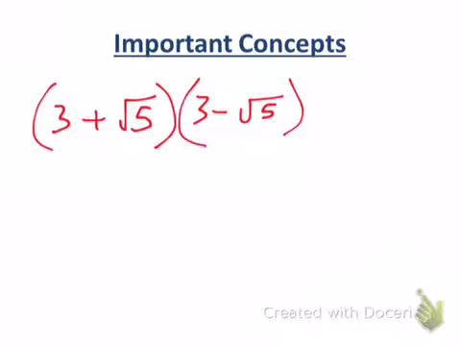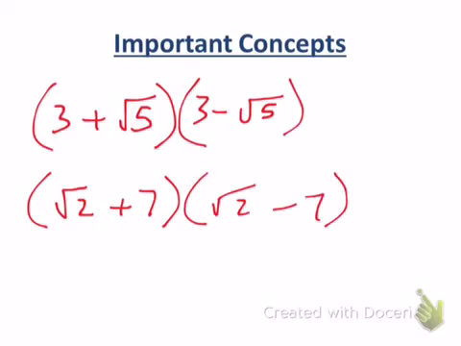All right, so let's have a look at another one of these. What's the square root of 2 plus 7 times the square root of 2 minus 7? It happened again, didn't it? What's the answer here? Negative 47. Negative 47 is the correct answer to this one.